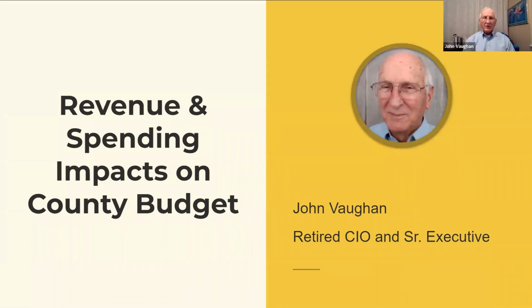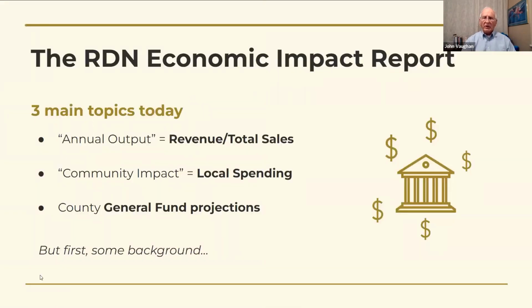Good evening. We're going to cover three main topics today. Annual output, which in the RDN Economic Impact Report means revenue or total sales. We're also going to talk about the community impact, which is supposed to mean dollars that are spent in Nevada County. And finally, we're going to review what the report says about the impact on the county general fund.